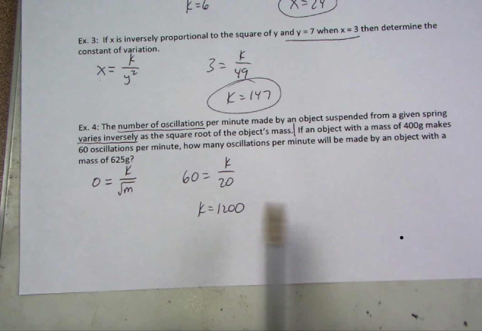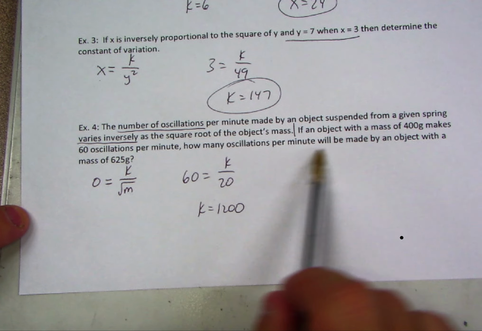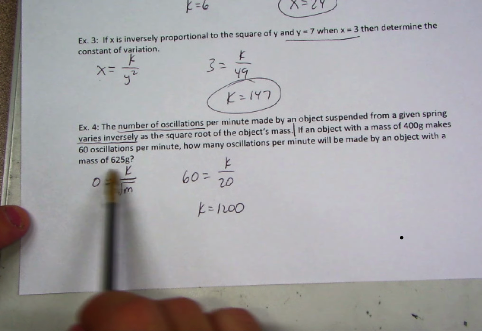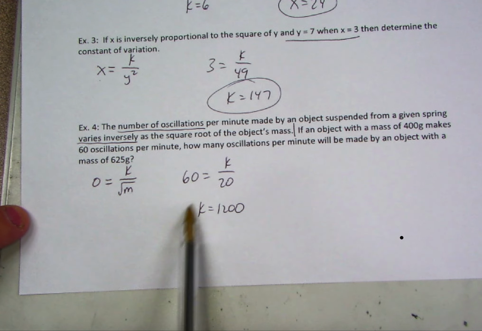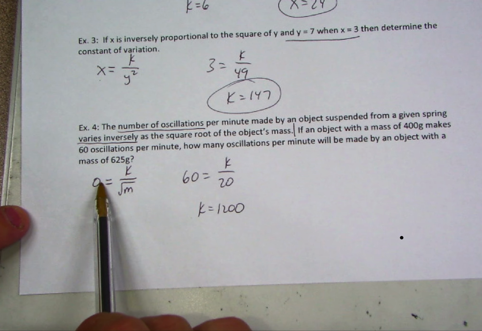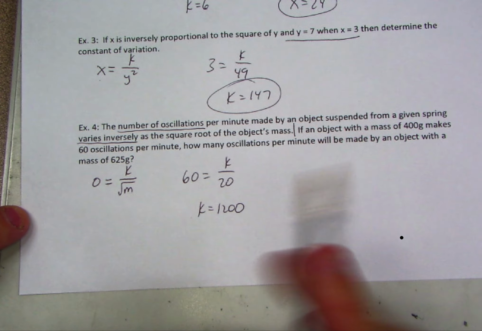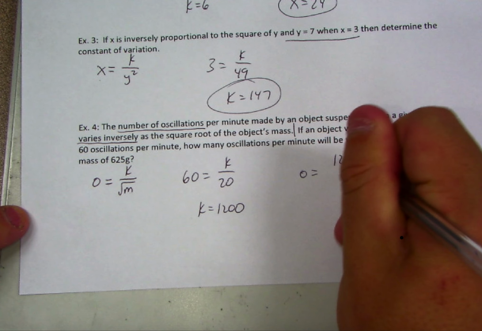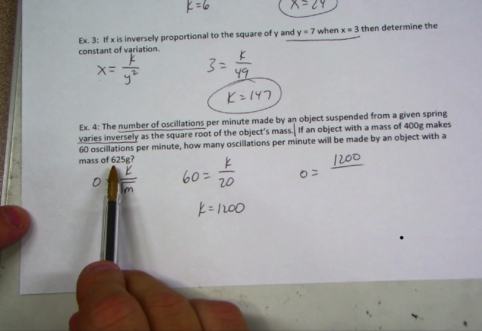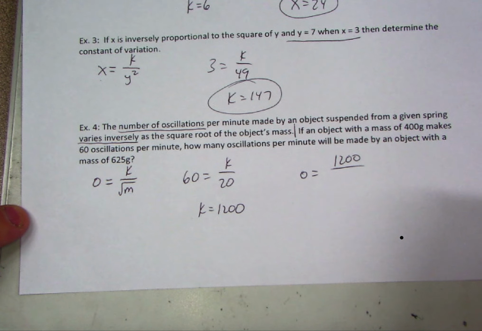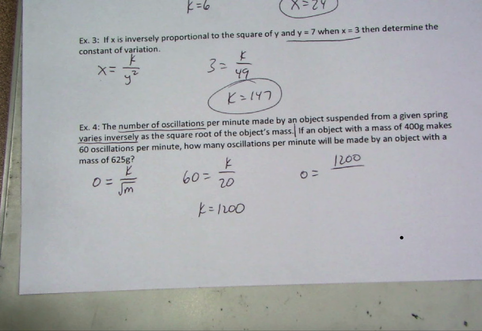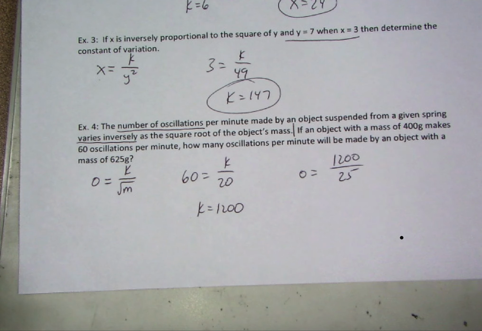Now we use K to answer the question. How many oscillations per minute will be made by an object with a mass of 625? So now I know K. I'm looking for O. And I have a new M value. So O equals 1200 divided by the square root of 625, which is, I don't even know what that is. It's a good thing I have my calculator right here. 25. I should have known that. 1200 divided by 25, 48.